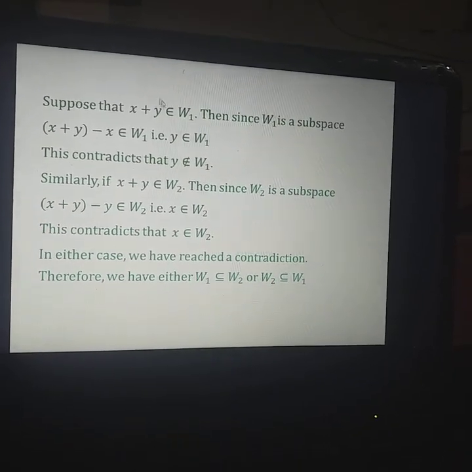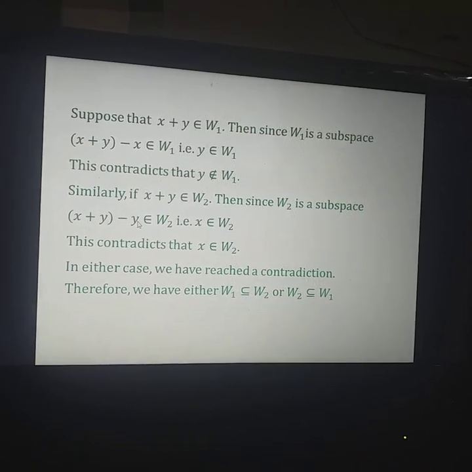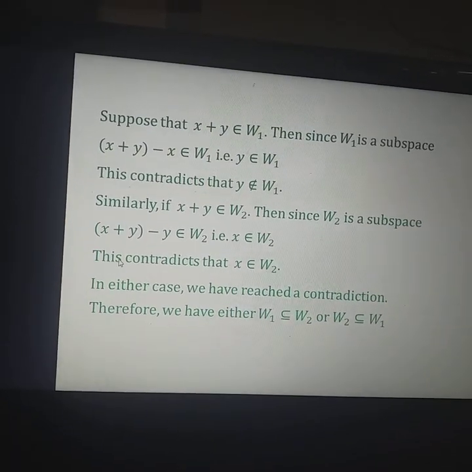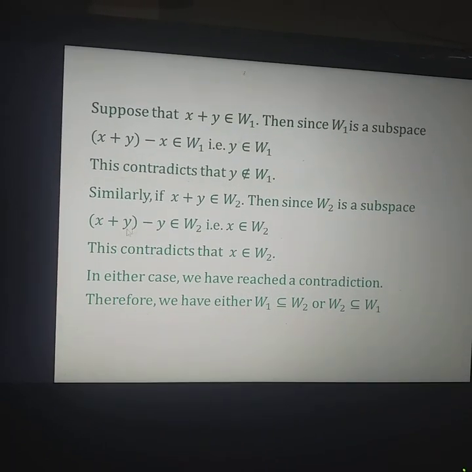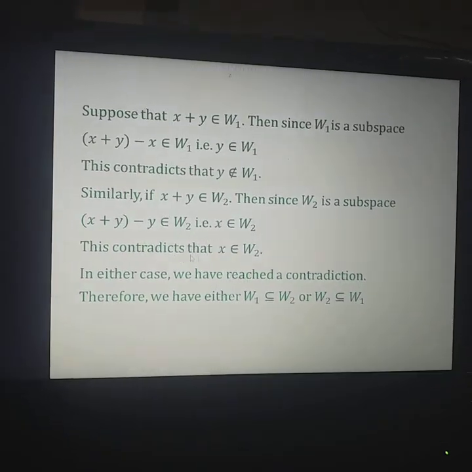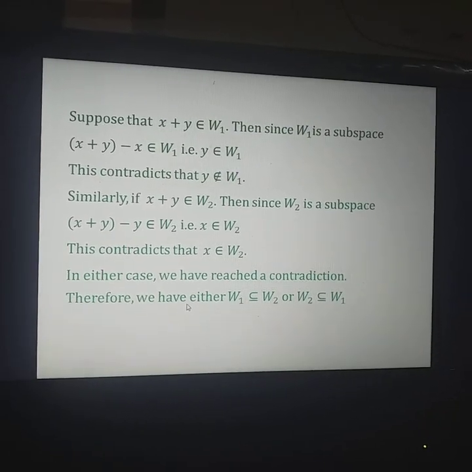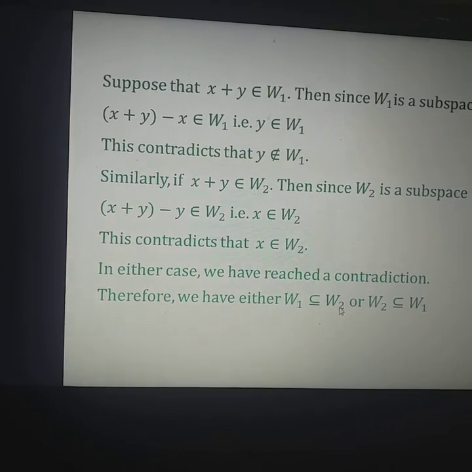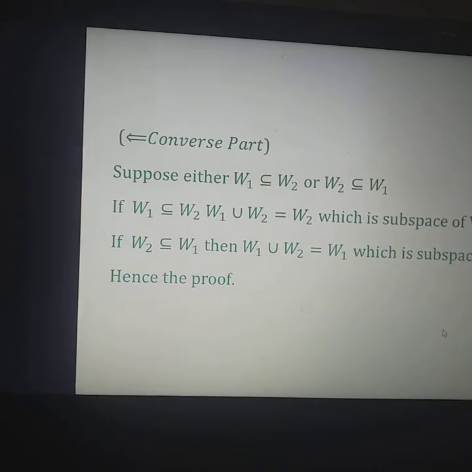Similarly, if X plus Y belongs to W2, then since W2 is also a subspace, X plus Y minus Y belongs to W2. Because X plus Y belongs to W2, Y belongs to W2, and minus Y belongs to W2, X plus Y minus Y, that is X, belongs to W2. This contradicts that X does not belong to W2. In either case, we have reached a contradiction. Therefore, either W1 is contained in W2, that is W1 is a subset of W2, or W2 is a subset of W1.